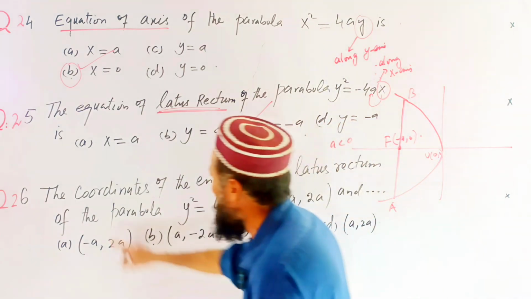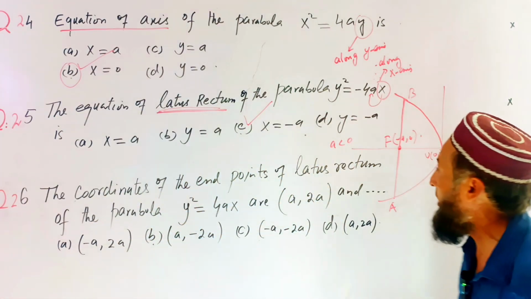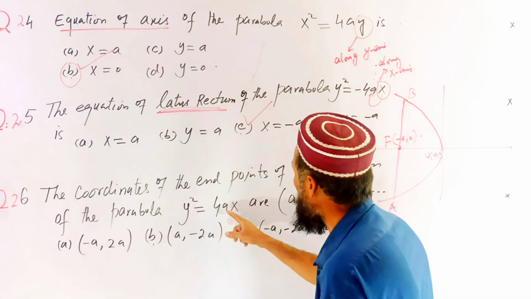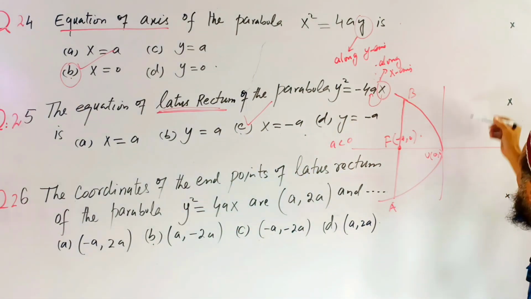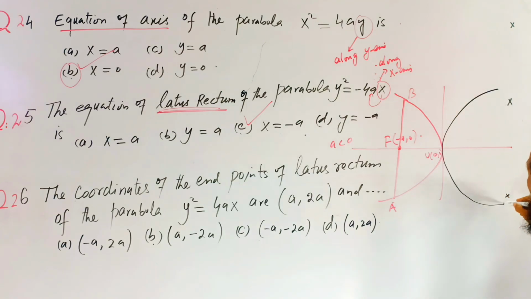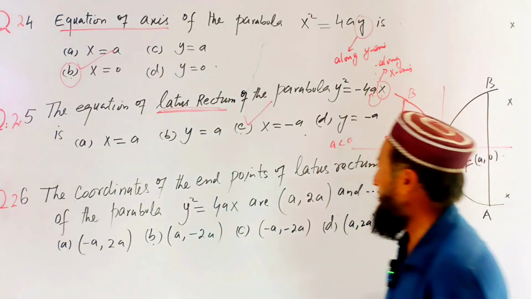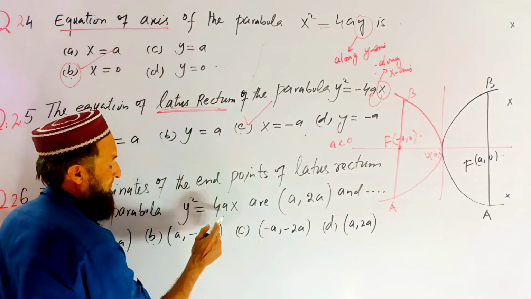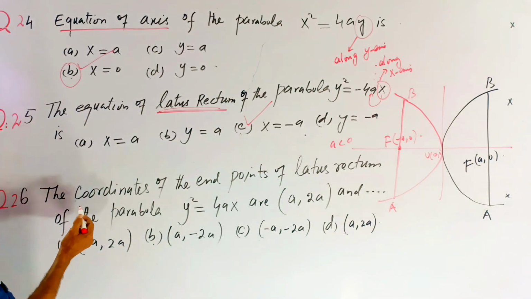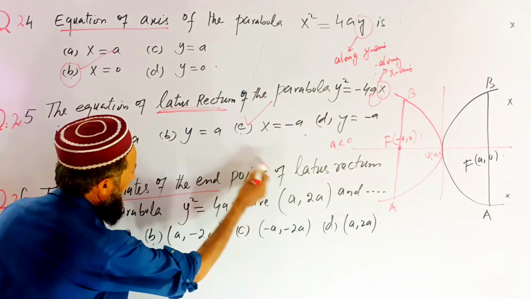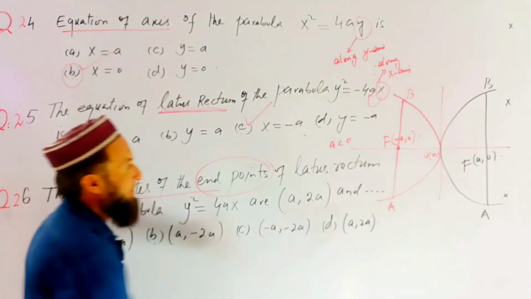Now question number 26, the coordinates of the end points of the latus rectum y square is equal to 4ax. Now the parabola is changed here. Parabola is along x-axis. Look here, parabola is of this type, A and B, and here focus a and 0. This is the vertex. The parabola is along x-axis. So here coordinates are required. Coordinates of the end points of the latus rectum are required.